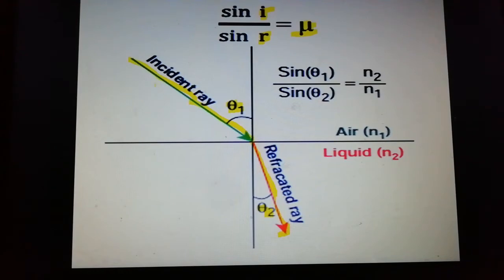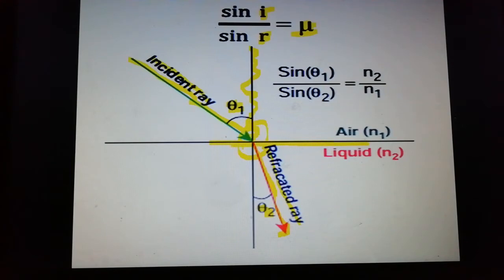Okay students, the first law: this is the incident ray, then this is the refracted ray, and the point of intersection is this point. The incident ray and refracted ray meet at this point. So these three all lie in the same plane. So this is the plane.